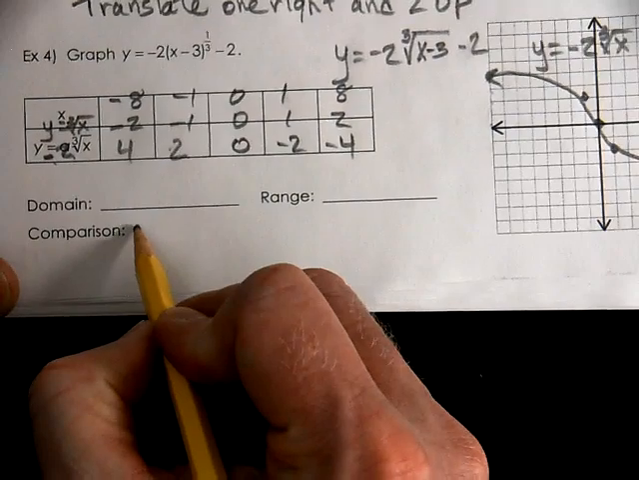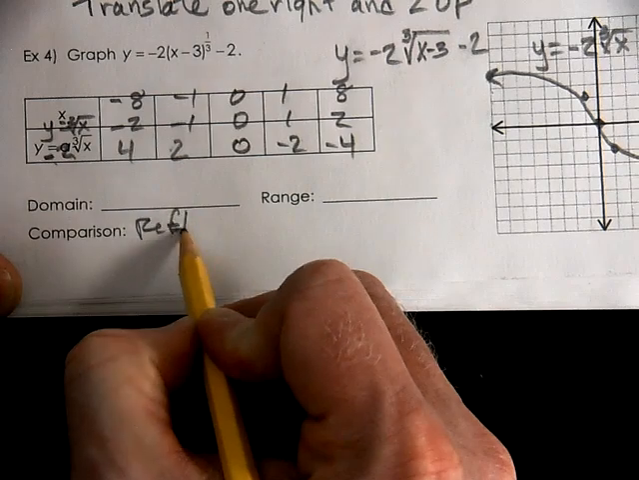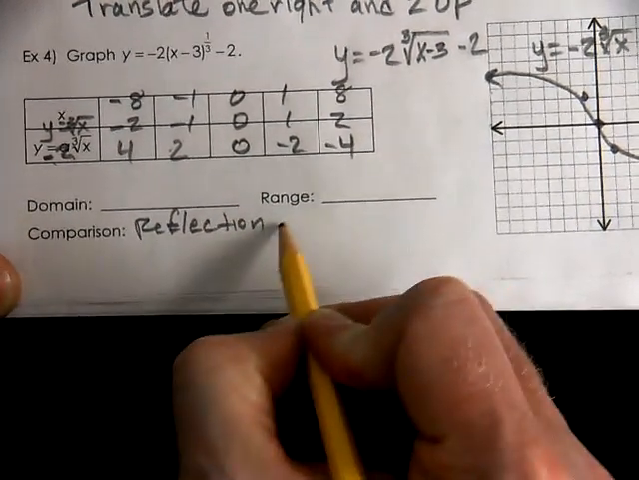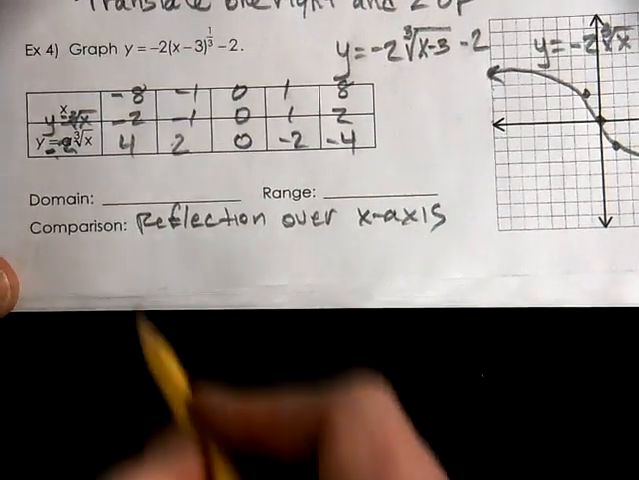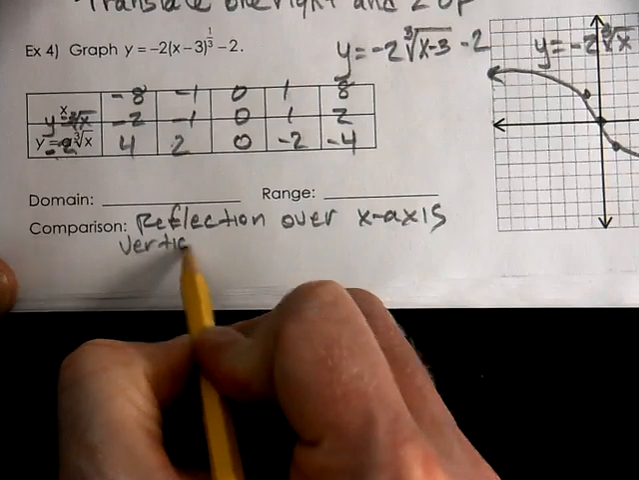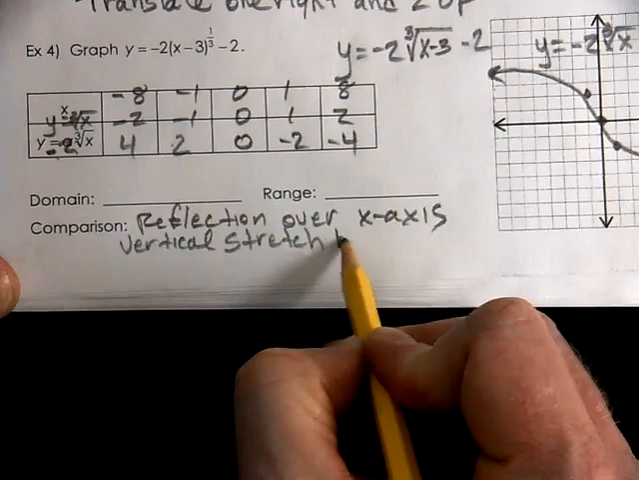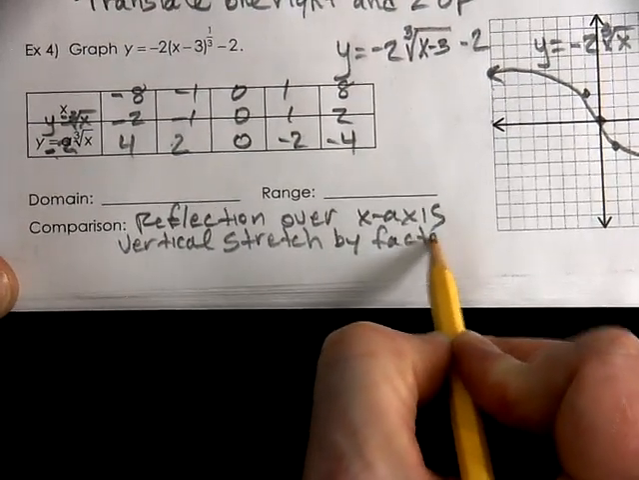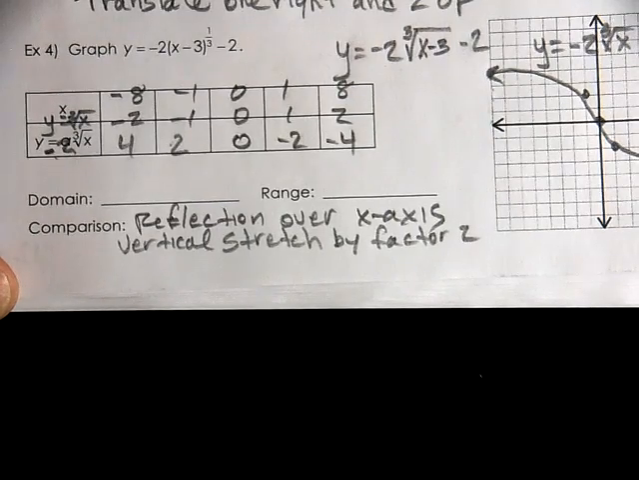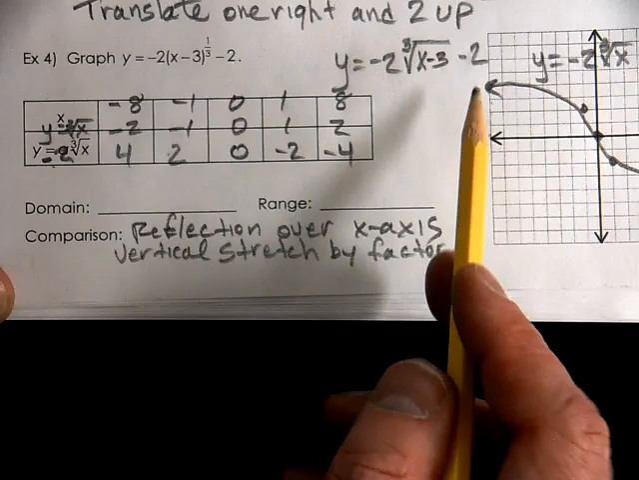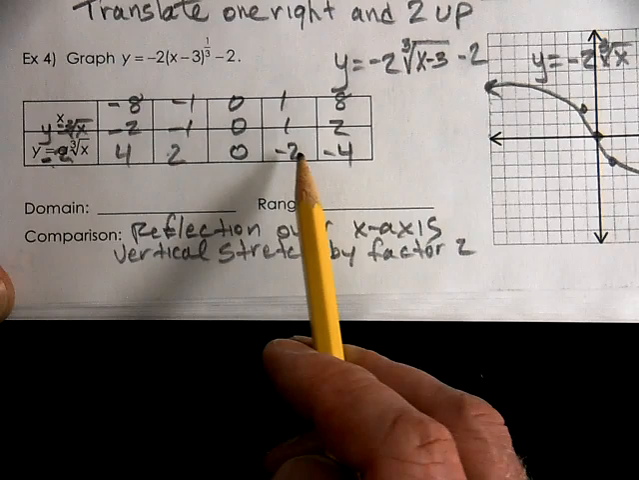So this has a reflection over the x-axis. It has a vertical stretch by factor 2. And now it's time. We've got that graphed. That's what our table's telling us to graph.